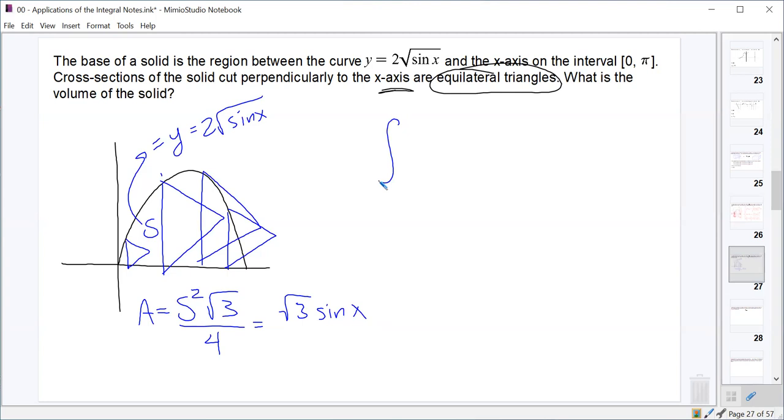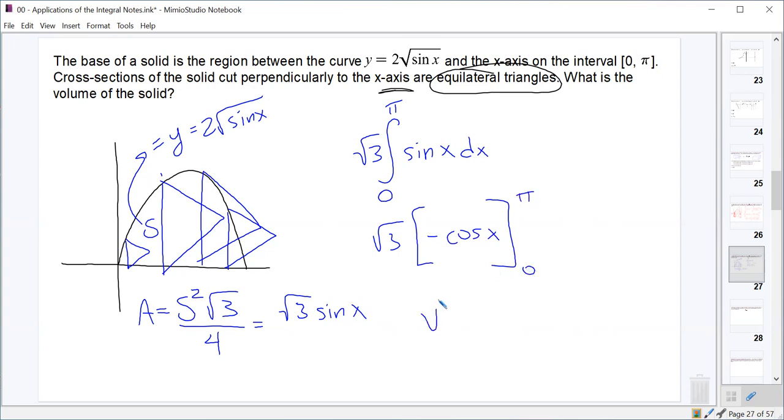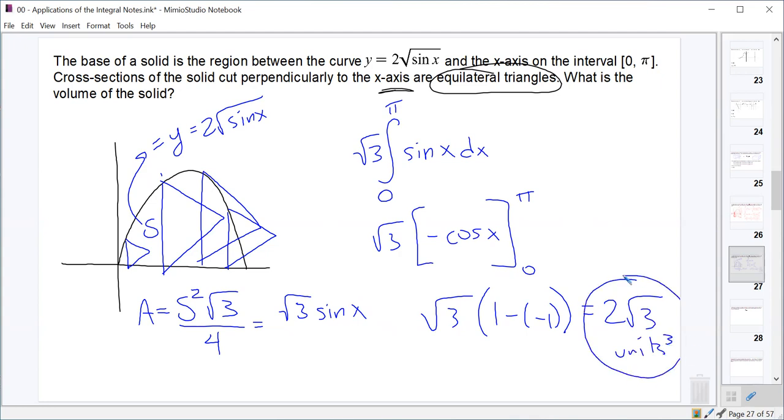So we're now looking at an integral from 0 to pi of root 3 times sine x dx. We just did that integral, except with a different constant out in the front. That was negative cosine x. And since we just evaluated that, we won't have to worry too much about that. Well, that came out to be 1 minus -1 inside of there, which gives us 2 root 3 units cubed. So hopefully not too terrible.